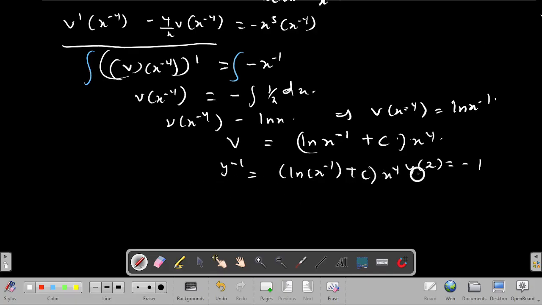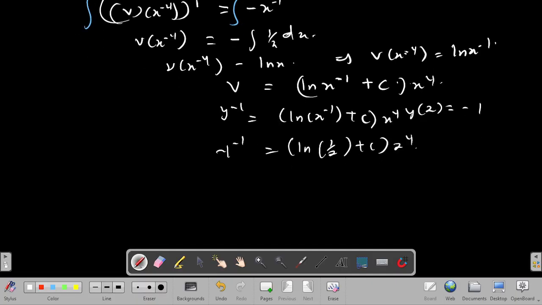At this point, I can put y to be negative 1 here, to the power negative 1. Wherever I see x, I'll put 2 there. So ln becomes 1 over 2, plus c. Simplifying this expression, I have x to the power 4 here, so 2 to the power 4 here. So now this becomes negative 1. Negative 1 is equal to, I have 16. So negative 1 over 16 is equal to ln 0.5 plus c.